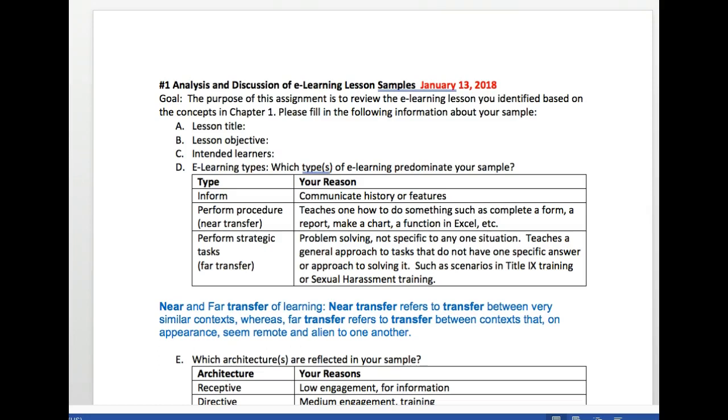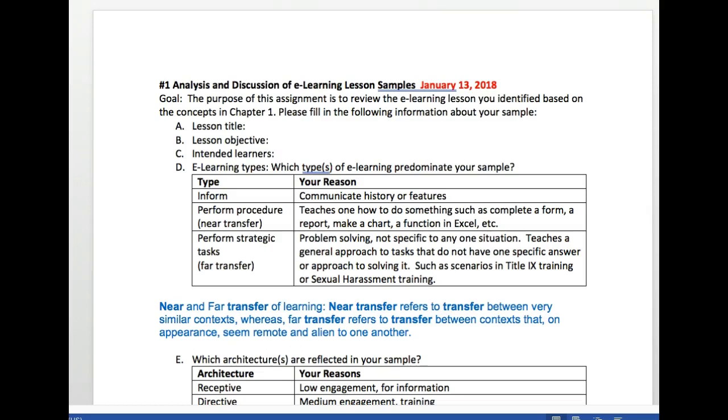A lot of people did fairly well with the e-learning types, but there is a little bit of difference between the last two types. The informed type is pretty straightforward. Everyone understands that. That would be a module or a training where they're just trying to tell you about the history of a particular item. But the near transfer and the far transfer make it a little bit different.